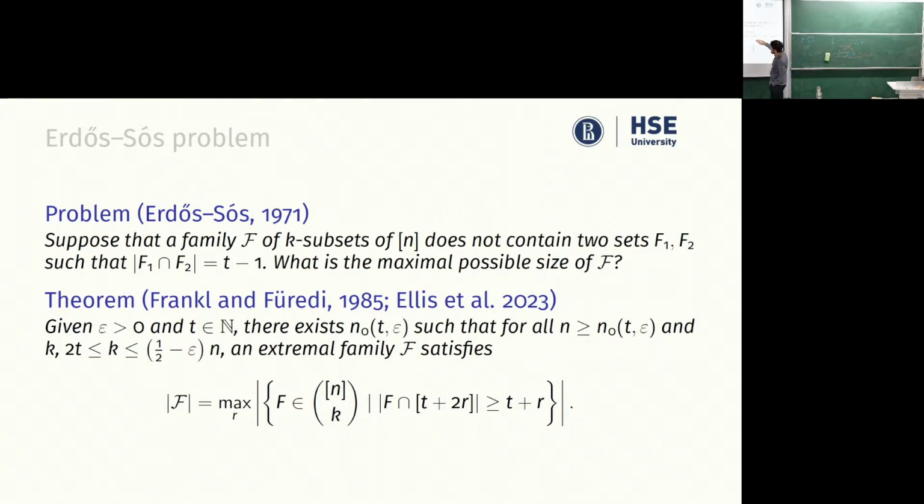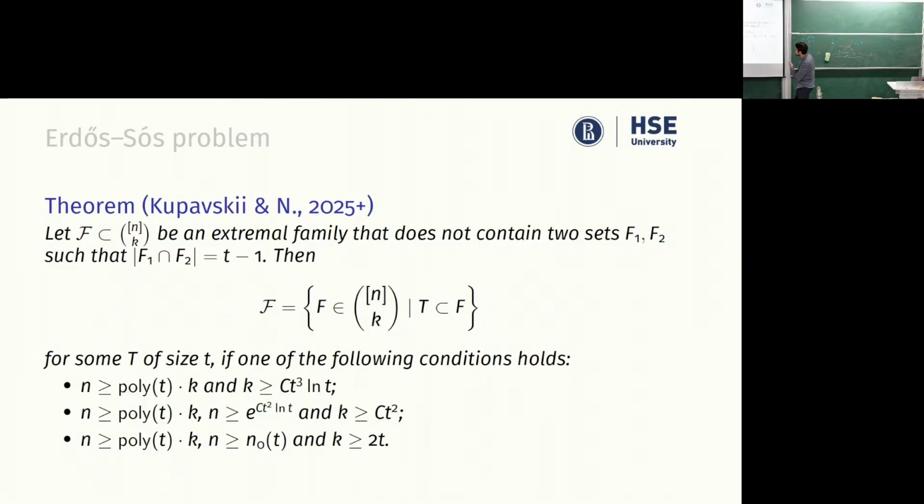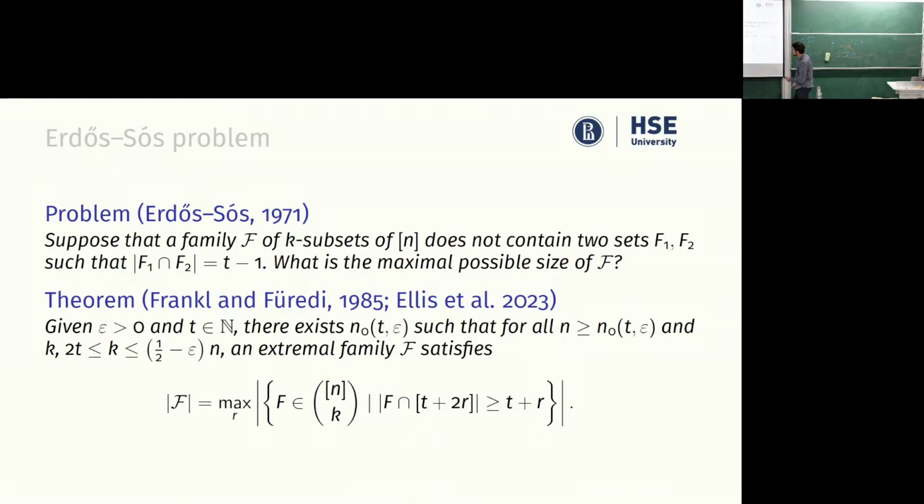It is known that extremal examples are defined by the Frankl families when n is larger than n0 of t and epsilon, and k is (1/2 minus epsilon) times n. Due to Frankl and Füredi for large n and k much smaller than n, and Ellis, Lifshitz, and Keller when k is approaching n divided by 2. So there are more regimes in which you can analyze this problem.